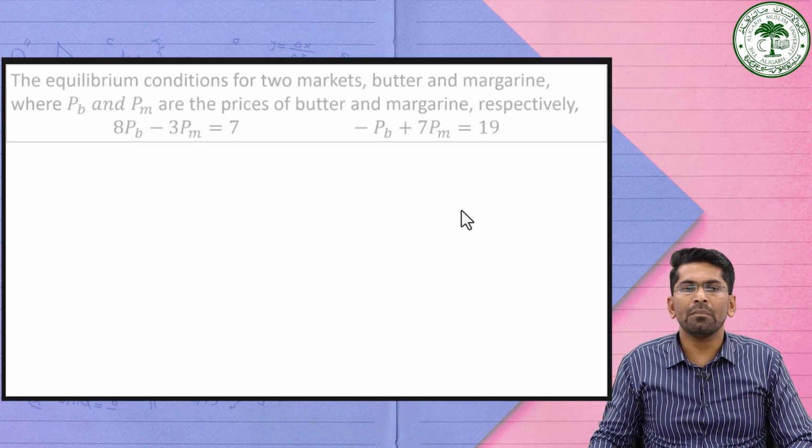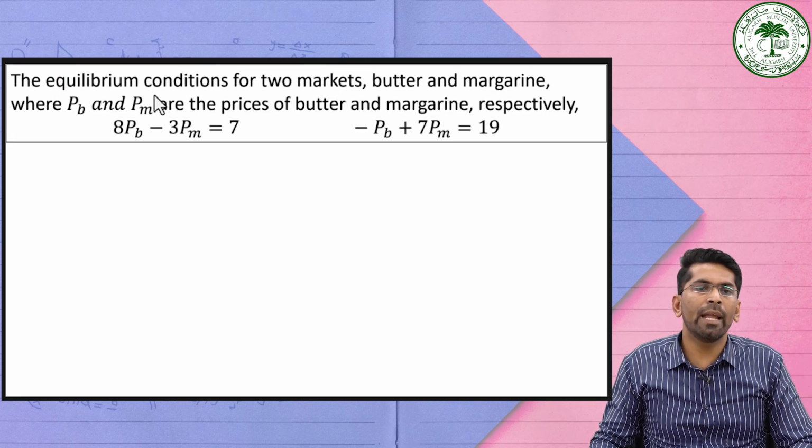Now see, here we are going to consider another example. The equilibrium condition for two markets, that is butter and margarine, is given, where PB we are denoting for the butter and PM is the margarine, and the price of butter and price of margarine is given here respectively.